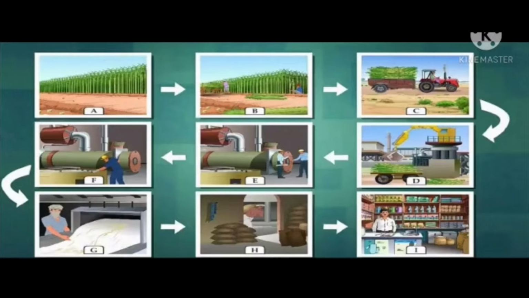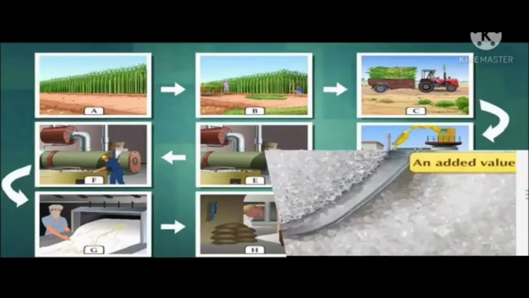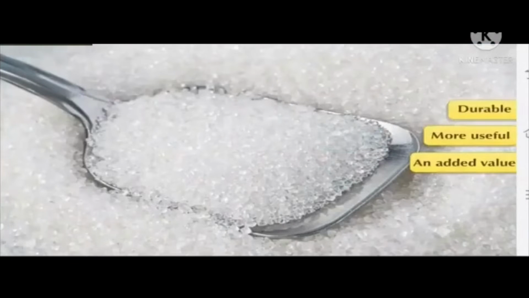You can have a look on this picture. But have you ever thought why we don't use directly raw material? Let me tell you, we don't use directly raw material because the product which we obtained from this raw material, that is a finished product, and it is durable and more useful, and it has an added value. That's why we use finished product instead of raw material.